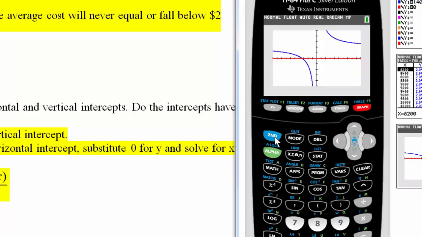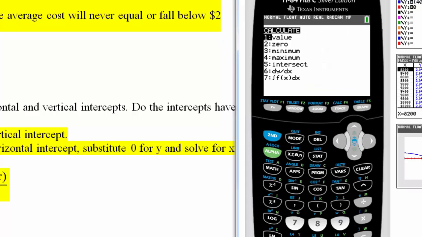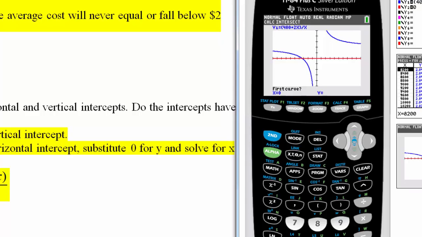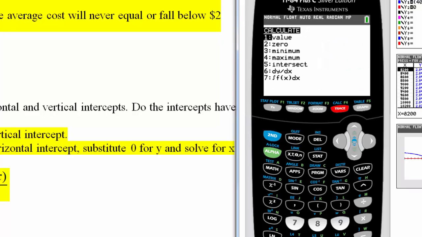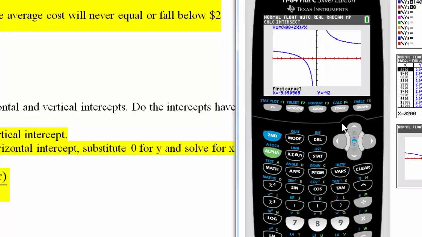If we want to actually find this number, I can press second, calc 5, enter, enter, enter. Oops, I didn't move my cursor to the right side. Let me try that again. Second, calc number 5, and it says, okay, where's my first curve? So I press the left arrow a couple of times so I can see my curve. Right? So I'll press enter. My second curve will be the 0. I press enter. And my guess, somewhere over here is what I'm looking for. And it says it happens at negative 200.